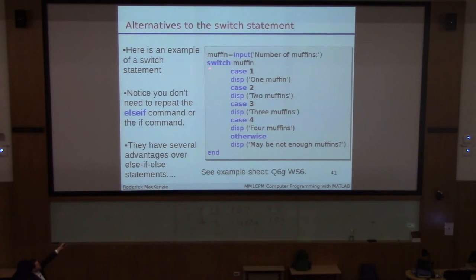So what happens is if muffin here is equal to 1, the computer will execute this line. If muffin is equal to 2, it'll execute this line. If muffin equals 3, execute this line. If muffin equals 4, execute this line. Then this otherwise, so if it doesn't match any of those conditions, execute this. So you can see it's got the same sort of form as the if-else, else-if statement. And there's no real difference. It's just a slightly different way of doing it.